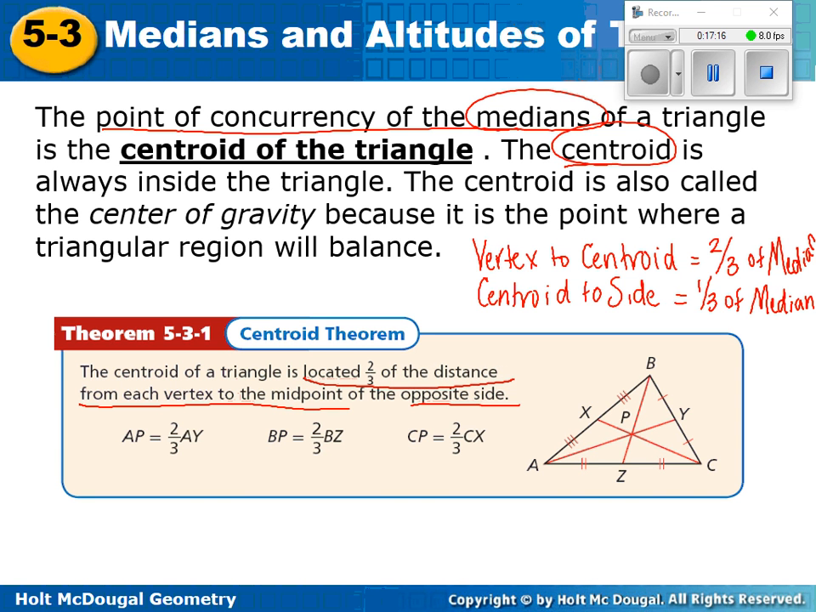And oftentimes the pictures are drawn so that it's kind of obvious, but if you forget, or if you don't want to just assume anything about your picture, then you should know. Vertex to centroid, 2/3, centroid to side, 1/3. Okay? And then you're going to have to work with those fractions and be able to use your ability to work with those numbers to find those distances. Okay, so the medians intersect at the centroid.